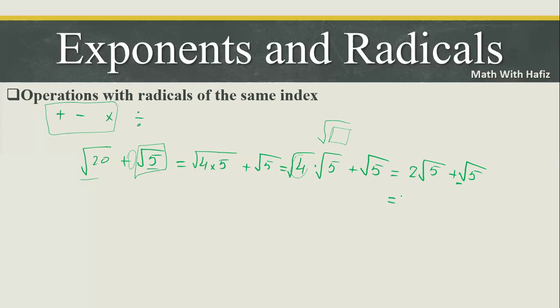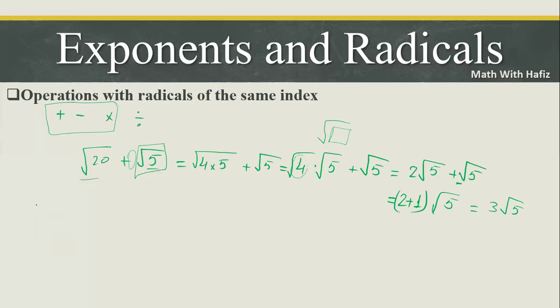When you have the same index, you will add the numbers before it. So it will be 2 plus 1, and you will take the square root of 5 as common, which will be 3 square root of 5. Okay, so let's move to another question.